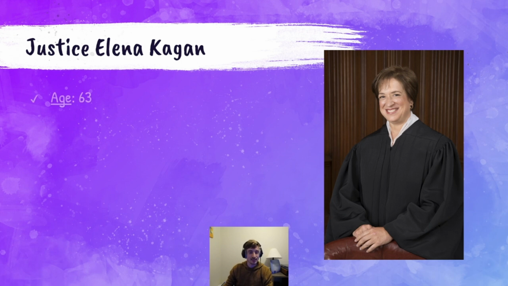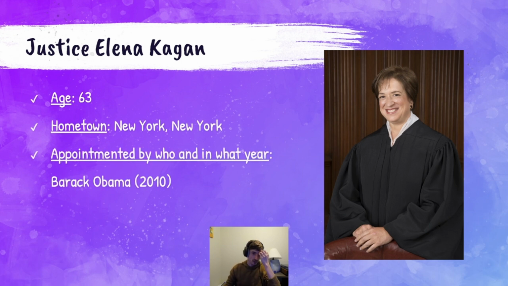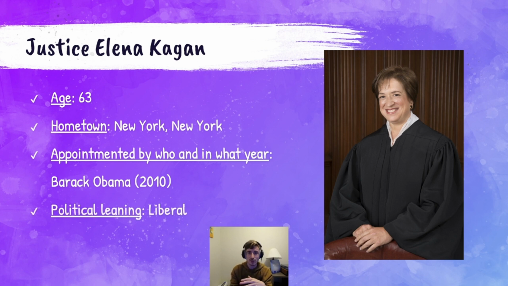Now, Justice Elena Kagan. She is slightly younger than Sonia Sotomayor. She was also appointed by Obama the year after Sotomayor was. She is also quite liberal, though maybe not as liberal as Sotomayor.